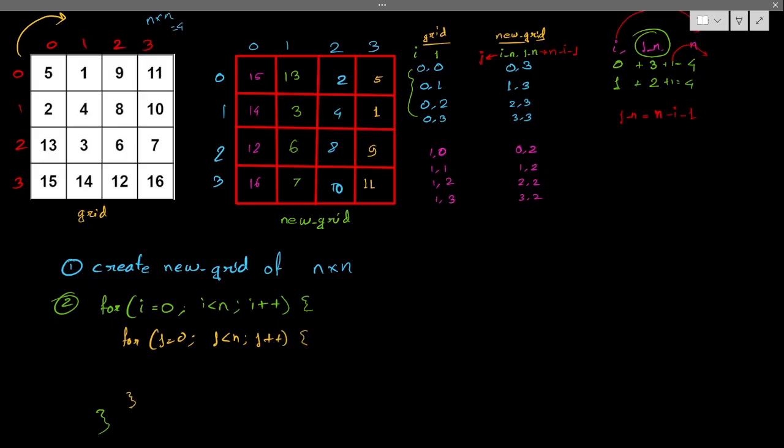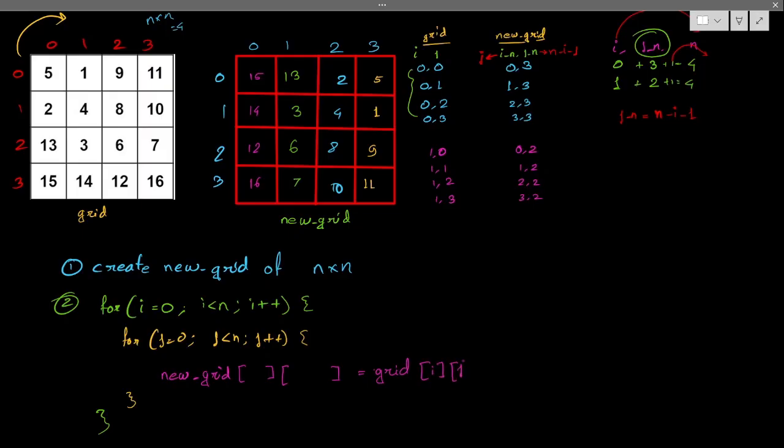Okay, and where am I going to assign? I am going to assign my new grid. New grid of something I have to put, right? Now what am I assigning? I am assigning from my actual matrix. What is the value of the actual matrix at this current position? This is the simple matrix, named grid here actually. So grid of I j.